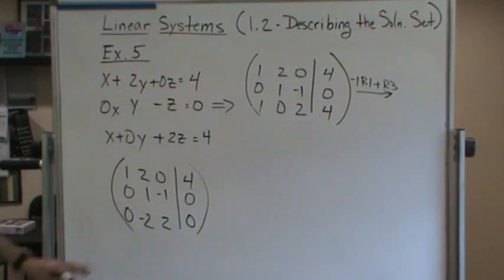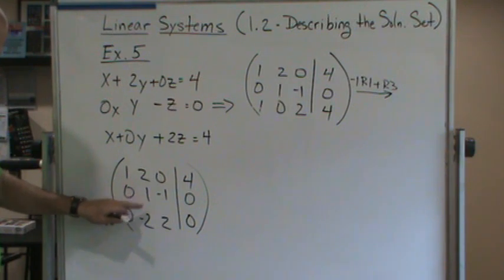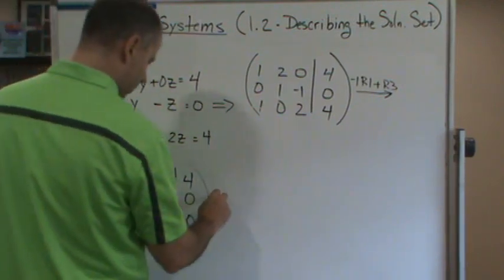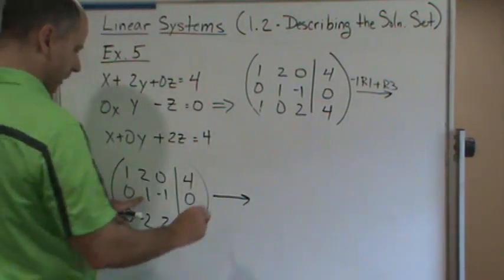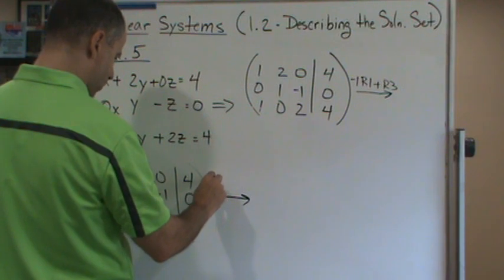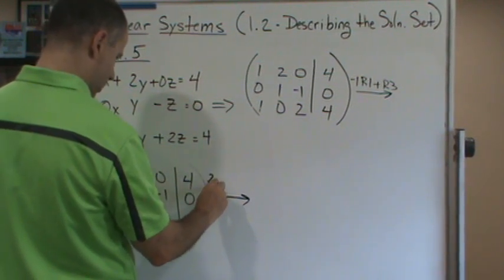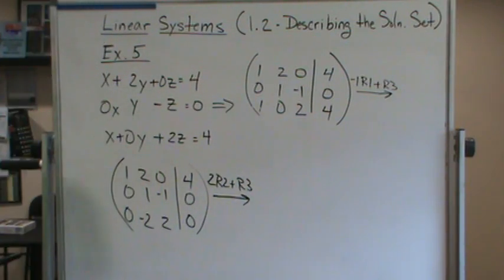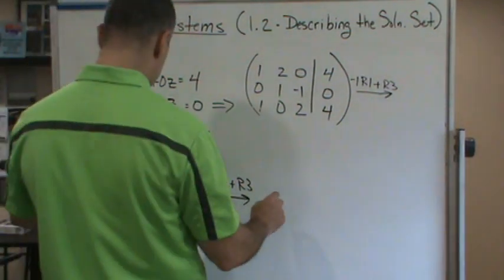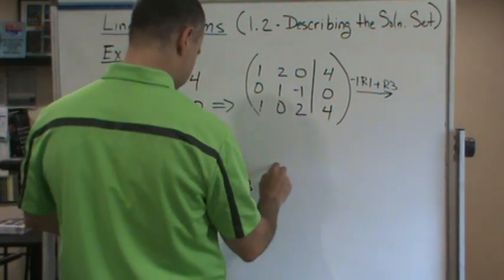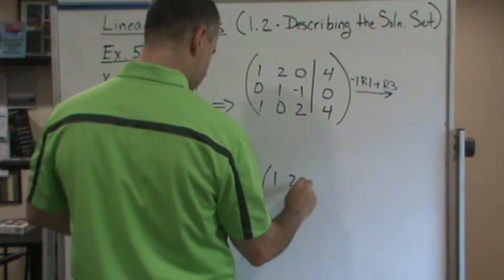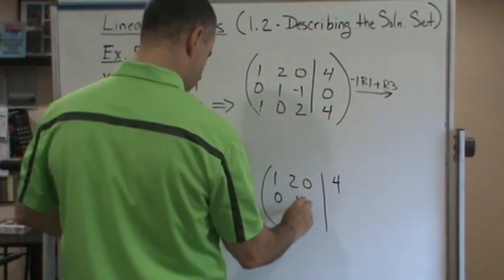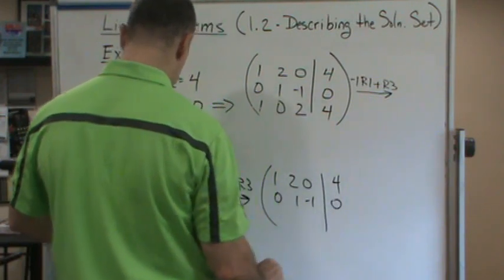Now I've got a 1 and this is -2, so I want to get rid of that -2. So what I'm going to do is 2 times row 2 plus row 3. Again, the first 2 rows stay the same: 1, 2, 0, 4, 0, 1, -1, 0.